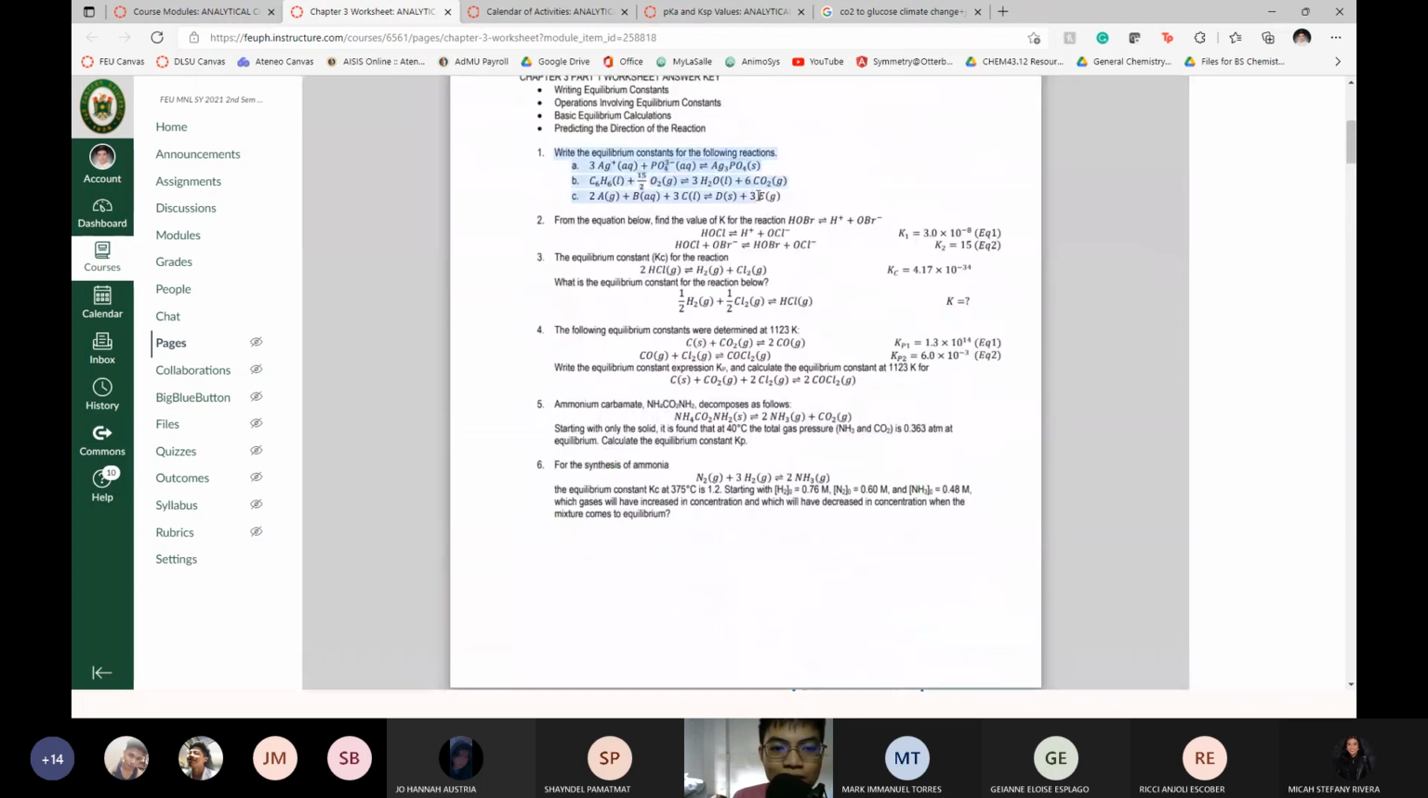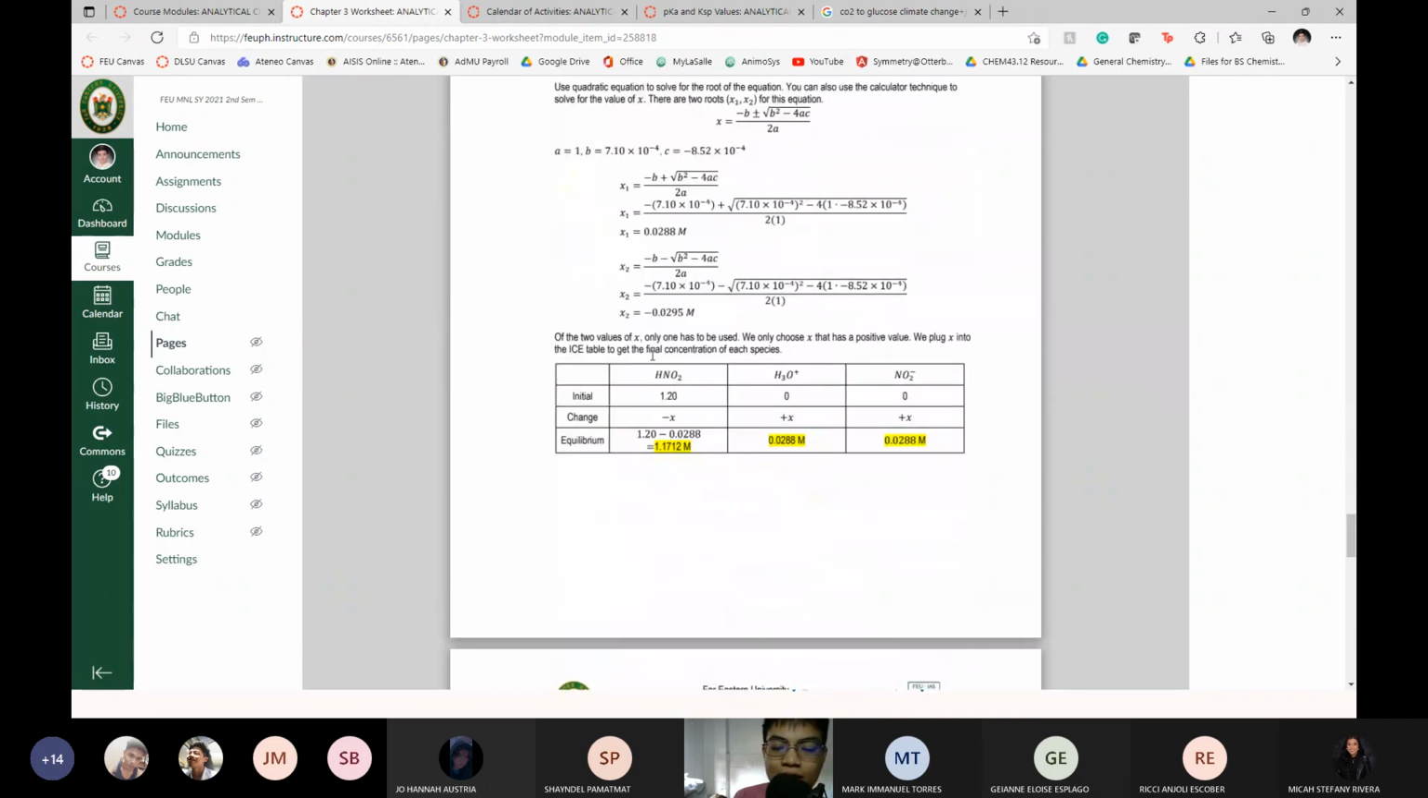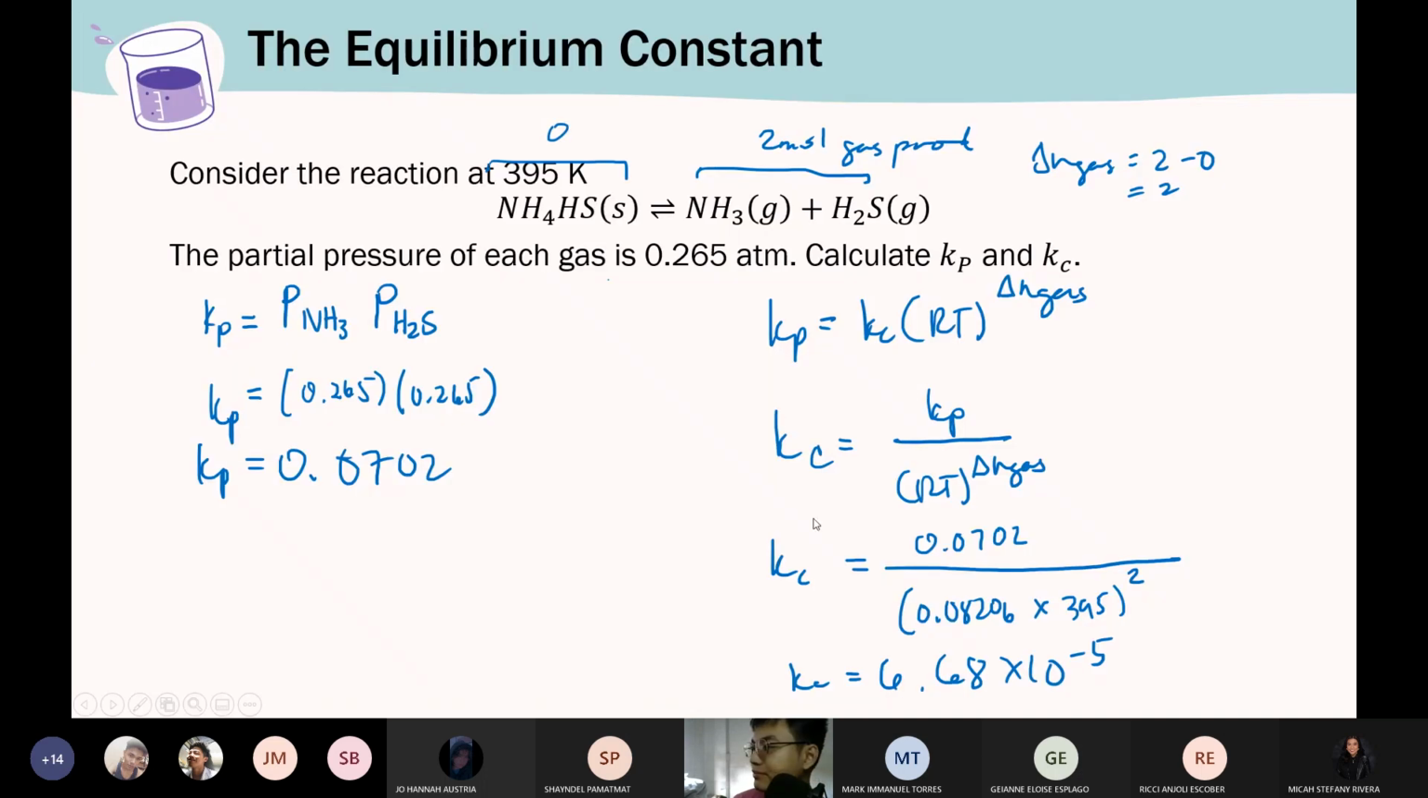There are so many problems here that you can try working with. But that's not really our focus. This is the main focus of this chapter, this ICE table, because you will use it in chapter 4 of the laboratory. The solid is ignored, only the gas. The solid should not be included. Only the gaseous species are considered.